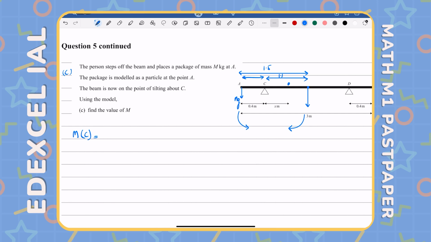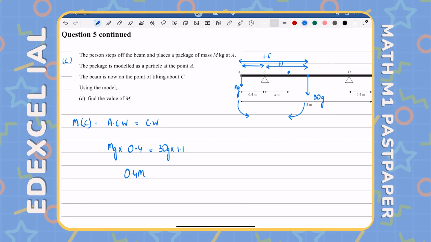Okay, great. So anti-clockwise equals clockwise, and the only anti-clockwise moment that we have is mg. Okay, and this would be equal to the clockwise moment. So mg multiplied by the distance, so that's 0.4, is equal to the clockwise moment, which is basically the force, the mass of the rod multiplied by acceleration due to gravity, which I believe is 30. Yeah, so 30g multiplied by the perpendicular distance from C, which we can see is 1.1. So 30g into 1.1. Let's see what do we have. So we have 0.4 mg is equal to 33g.